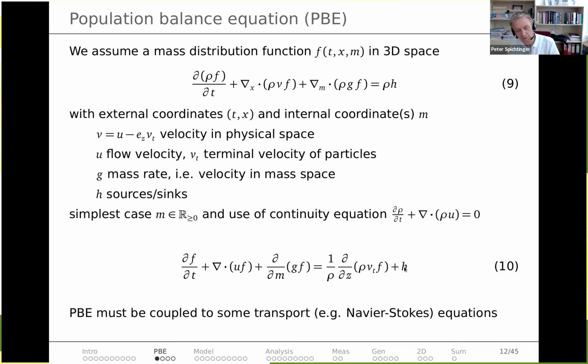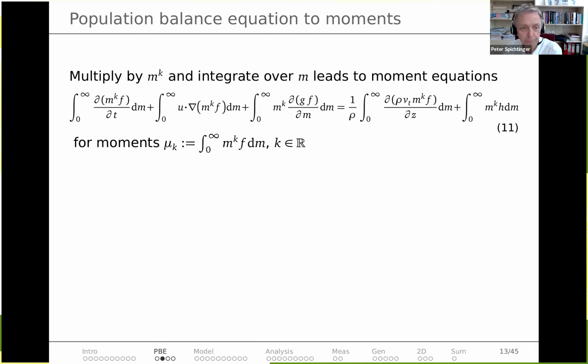And of course, this population balance equation must be coupled to some transport equations like Navier-Stokes. So this is not part of this talk here. We just take the transport as given, wherever it comes from, namely mostly vertical updraft motion, which we prescribe.